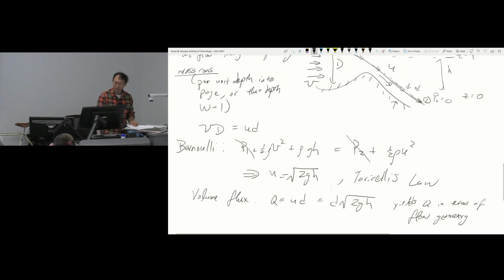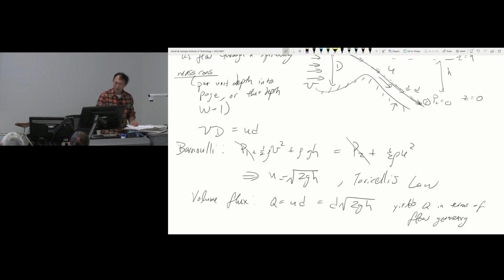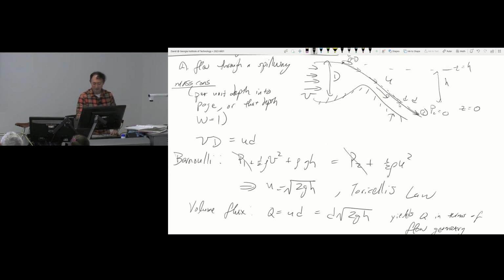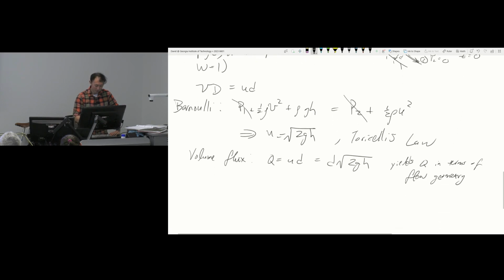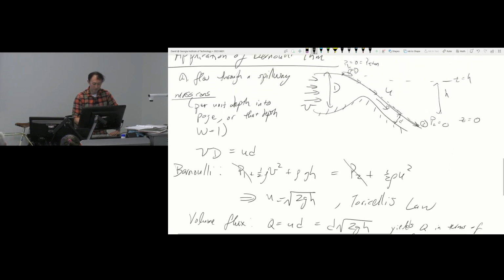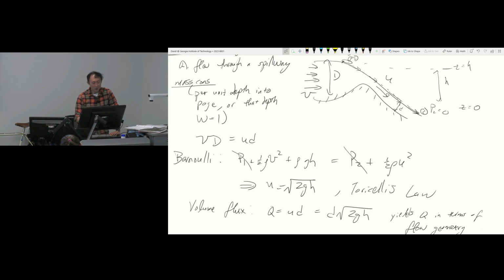Your little d, your small d, where is that on the diagram again? Oh, it's this height. I'll just draw this inside. D. That's better. Professor, are we assuming that velocity in the entire cross section is the same? Yeah. So there's no effects of viscosity.